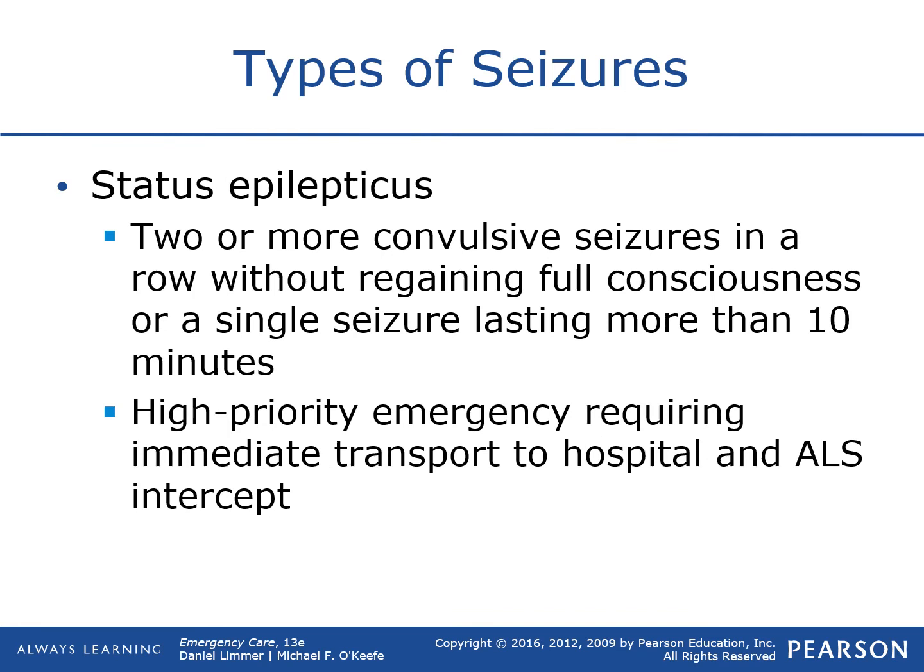So there's something called status epilepticus, and that is an incredibly life-threatening condition. Status epilepticus is defined as 2 or more convulsive seizures in a row without regaining full consciousness, or a single seizure that lasts more than 10 minutes. This is someone who is seizing continually. This is a massive emergency.